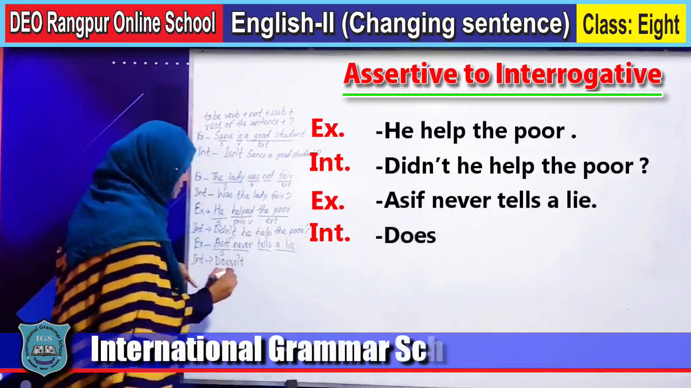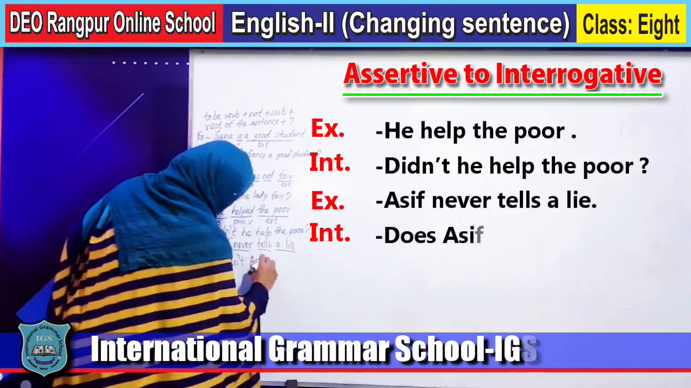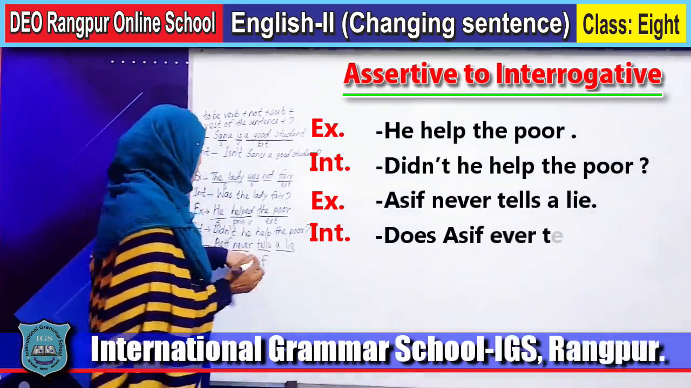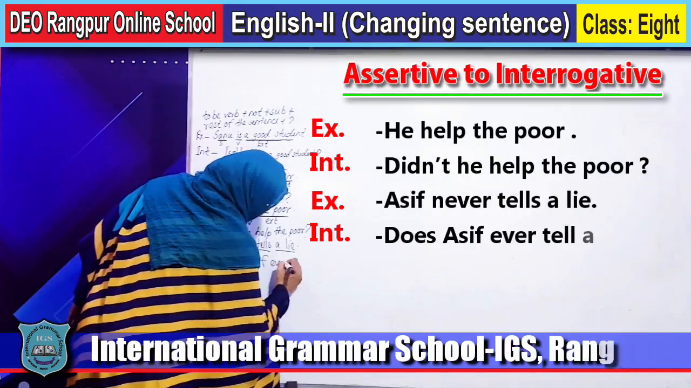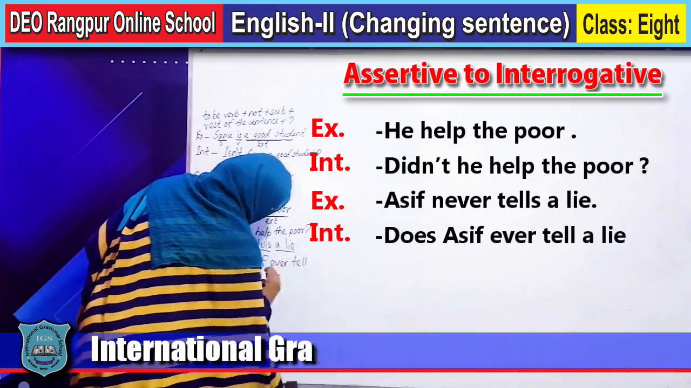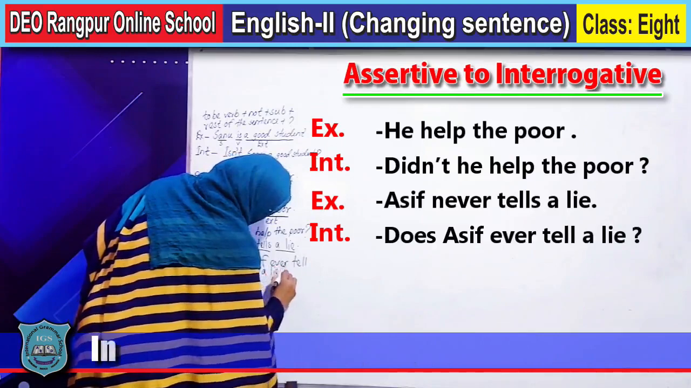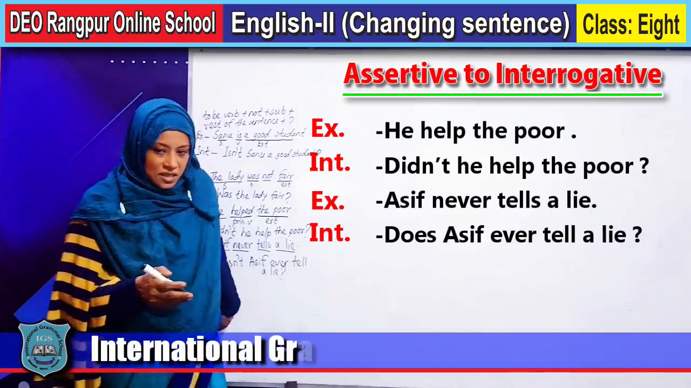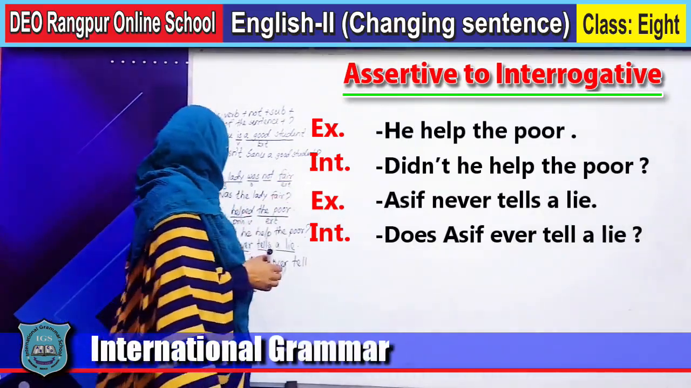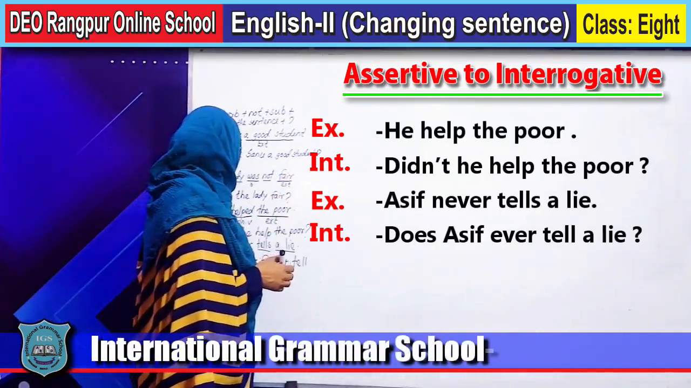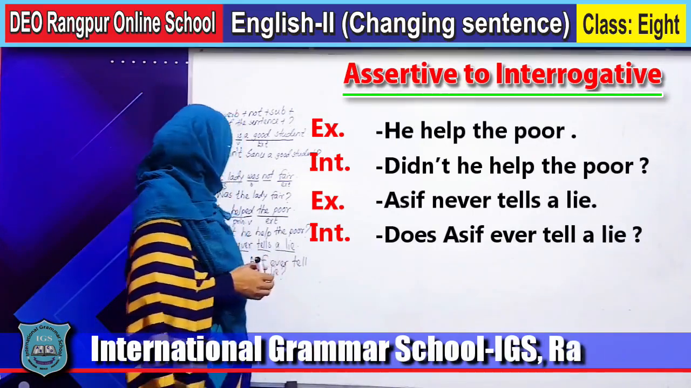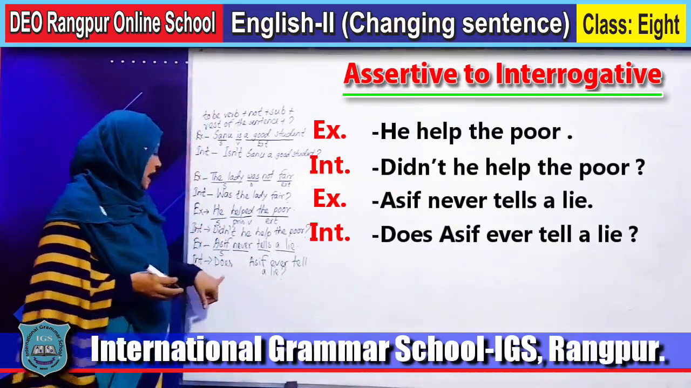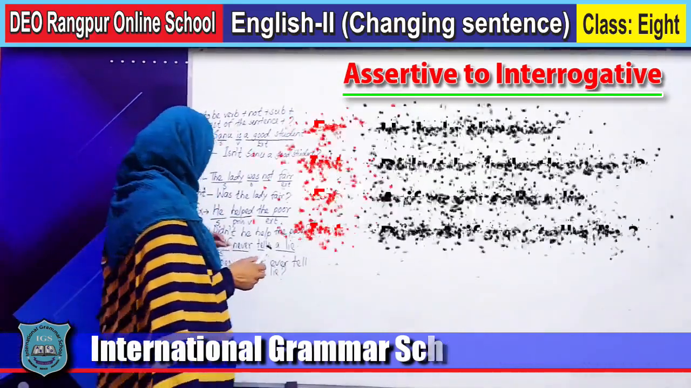Doesn't, then the subject, as if. We have to use ever instead of never. Doesn't, as if, ever, tell, a lie. At the end, a question mark. So the interrogative sentence is: does as if ever tell a lie?